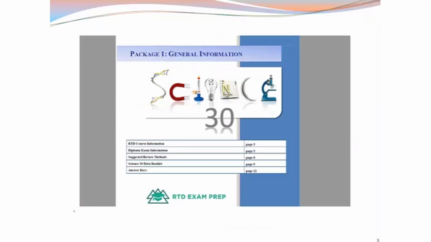Now, let's look at the packages that you have provided to you. You have package number 1, which is a very important package because that is going to be the package that's going to let you have your Science 30 data booklet. Okay, so we're going to refer to that data booklet, and it's going to allow you to just highlight those key points that are going to help you be successful.